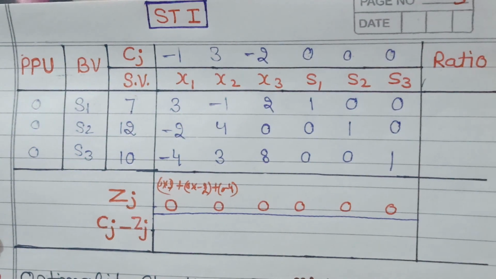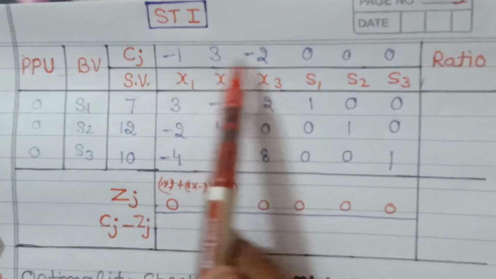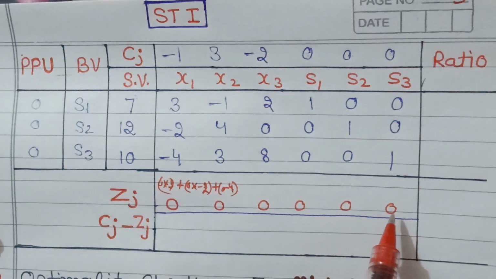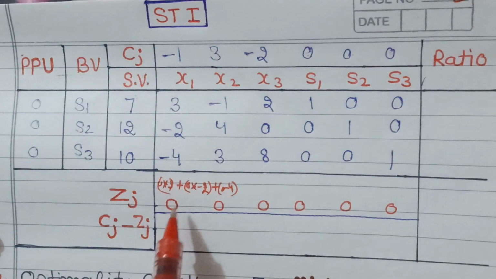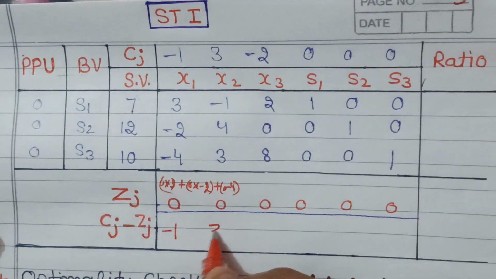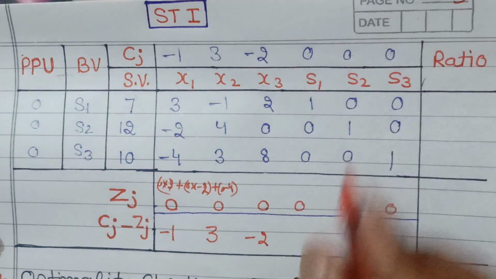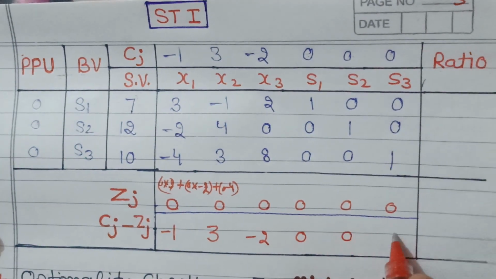Now we have to find the value of Cj minus Zj. Here are the values of Cj and here are the values of Zj. So -1 minus 0, it is -1. 3 minus 0, it is 3. -2 minus 0 is -2. 0 minus 0, 0, 0 and 0.